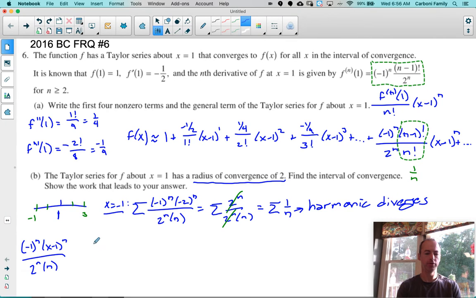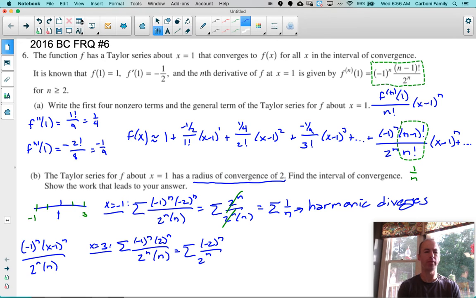And then I'm going to test x equals 3. Let's see what happens here. And so -1 to the n times 3 minus 1, which is 2 to the n, over 2 to the n times n. My numerator is -2 to the n over 2 to the n.